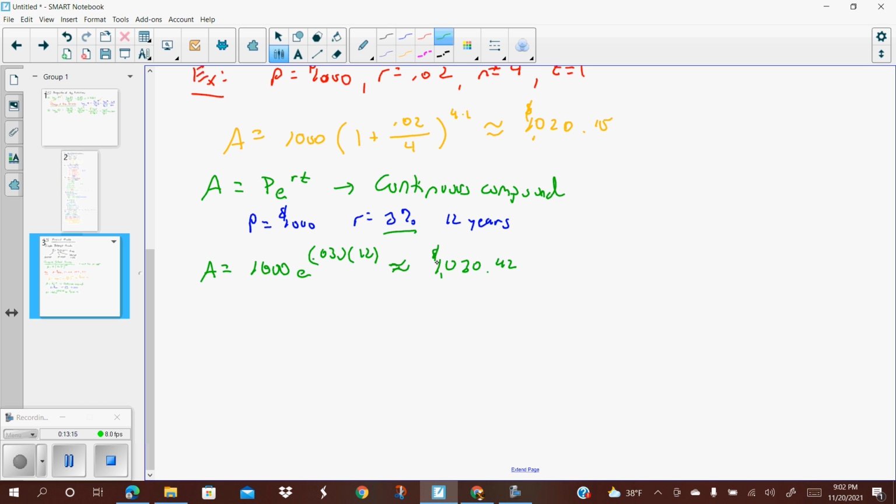That is not actually very good when you think about it. It takes 12 years for us to accumulate $30.42 with a 3% interest rate. Not exceptionally good.